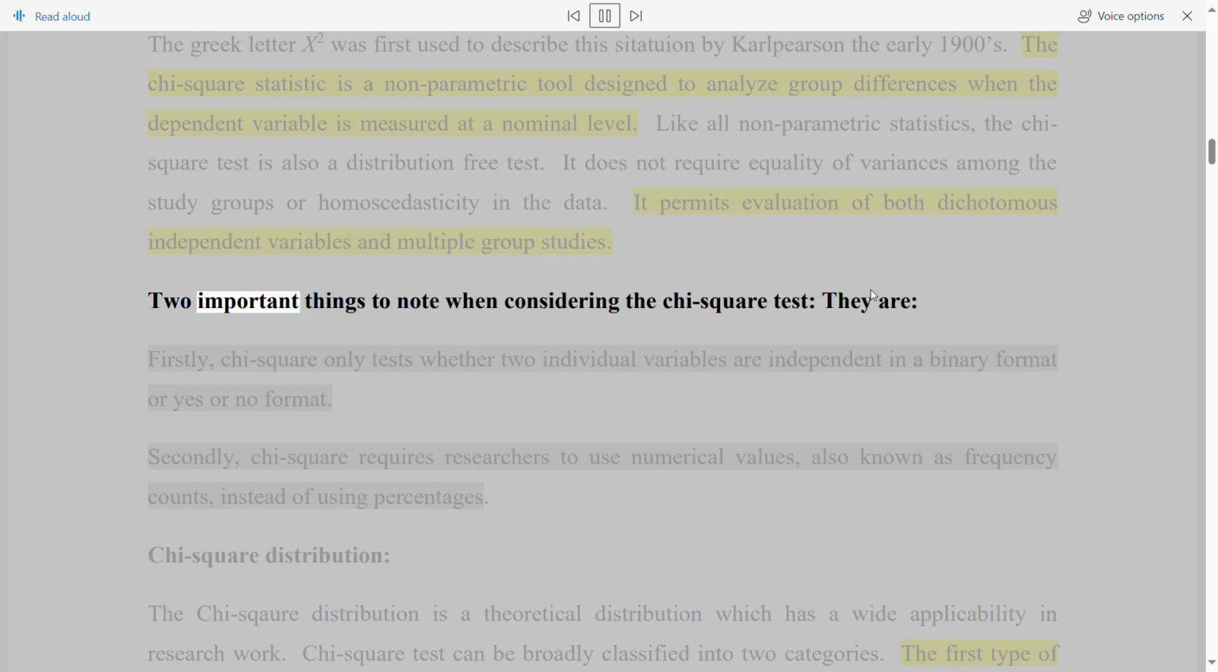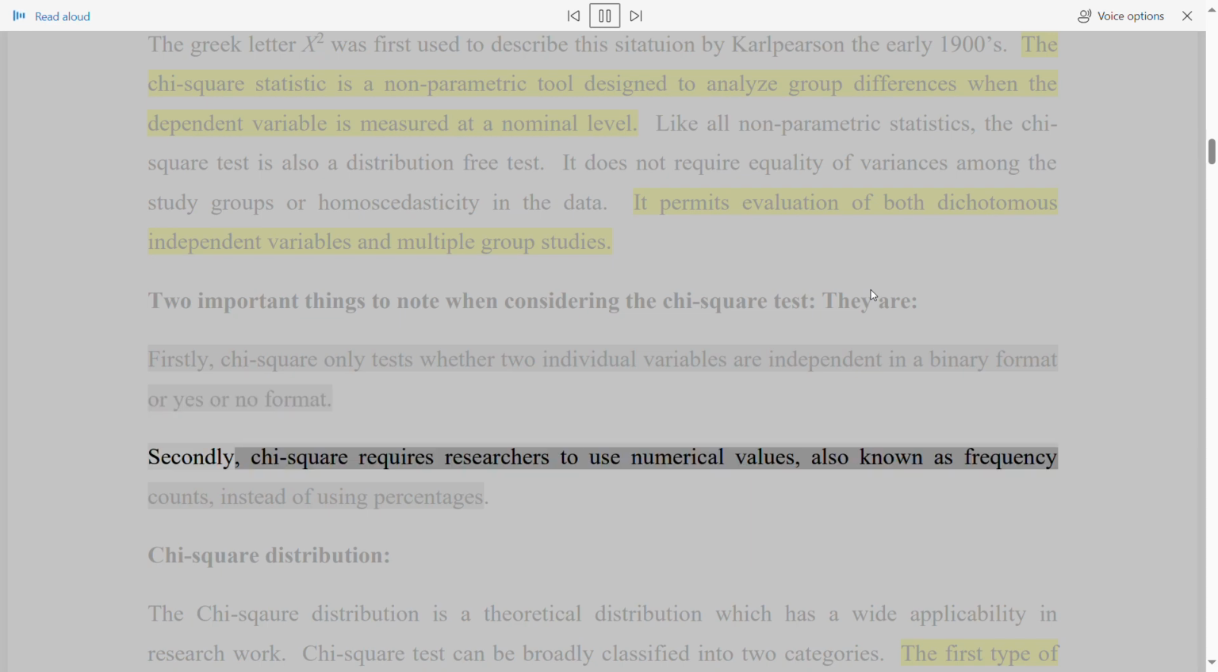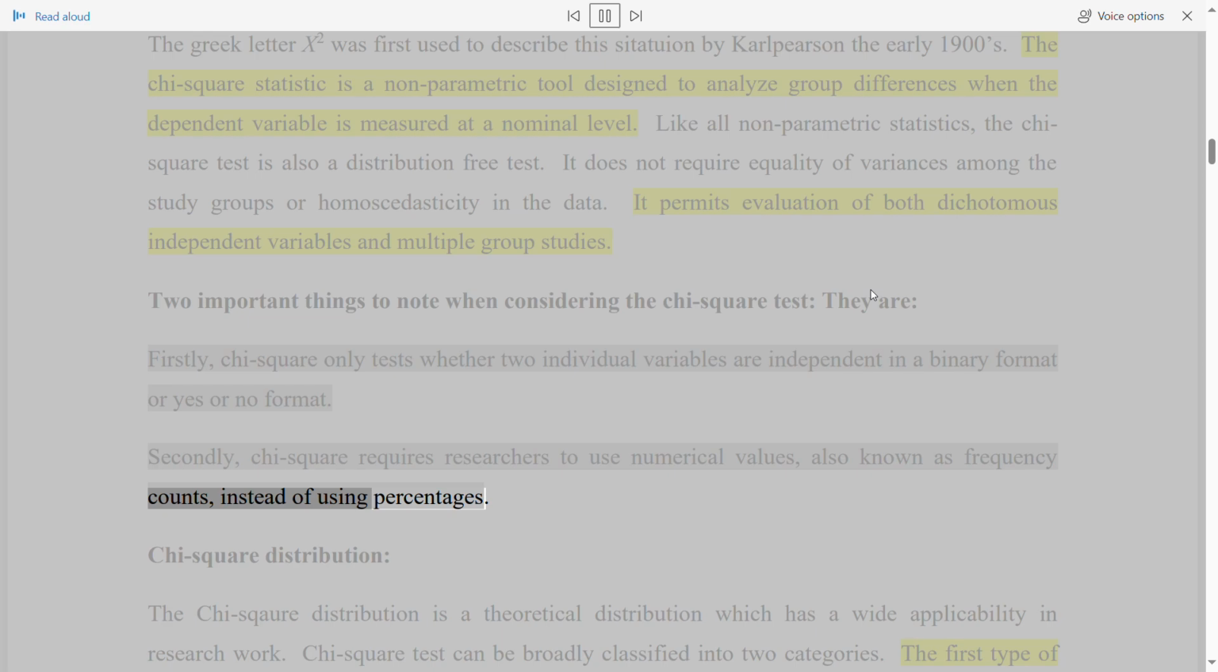Two important things to note when considering the Chi-Square test are: firstly, Chi-Square only tests whether two individual variables are independent in a binary format, or yes or no format. Secondly, Chi-Square requires researchers to use numerical values, also known as frequency counts, instead of using percentages. Chi-Square distribution. The Chi-Square distribution is a theoretical distribution which has wide applicability in research work.